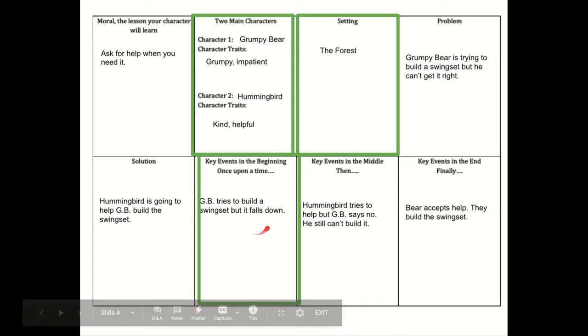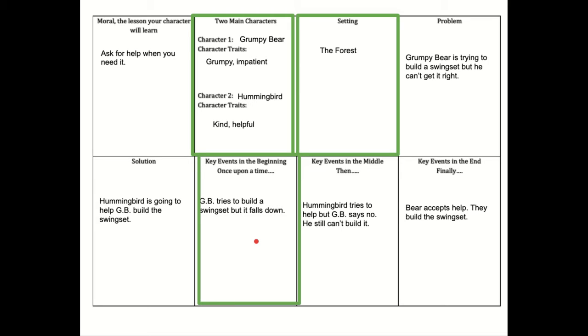Today, when we're writing the beginning of our story, the parts of our planning sheet we're really going to focus on are the main characters, the setting, and also what we decided is going to happen in the beginning of our story. You might take a peek at some of these other boxes, but these are the three you're really going to want to think about for the beginning of your story.